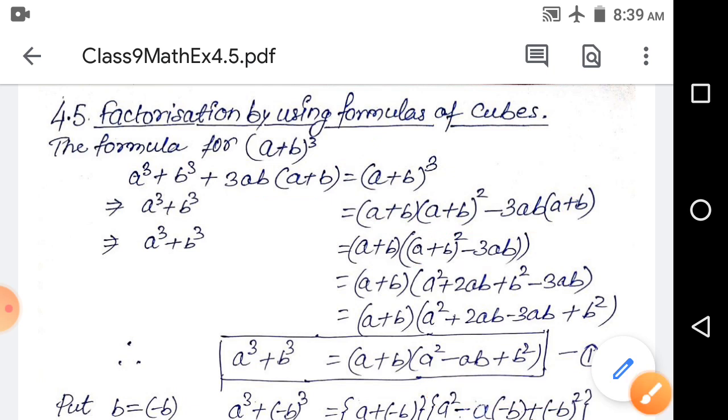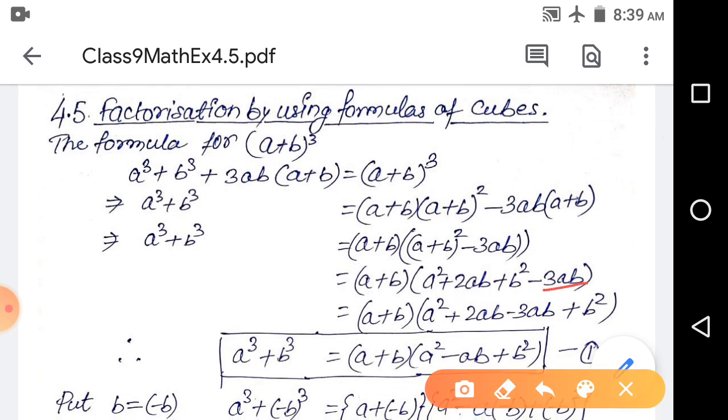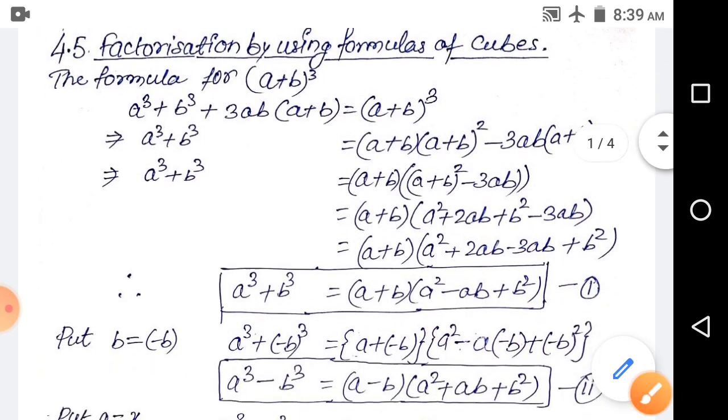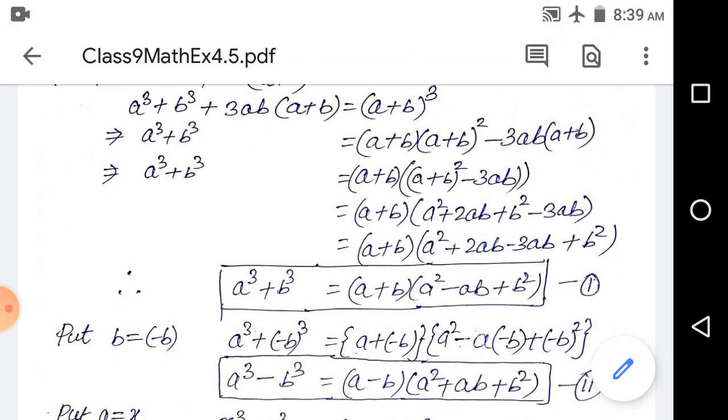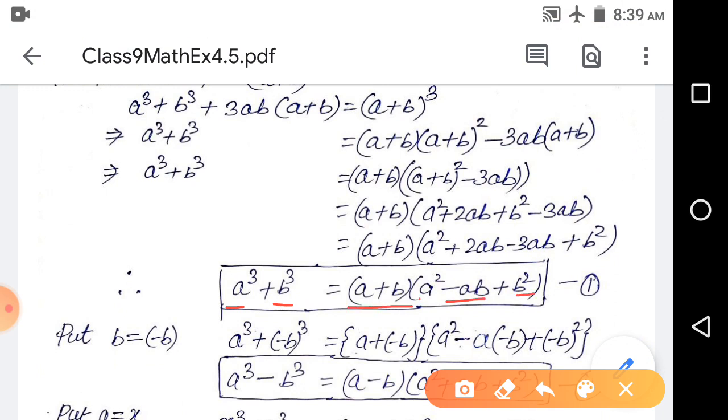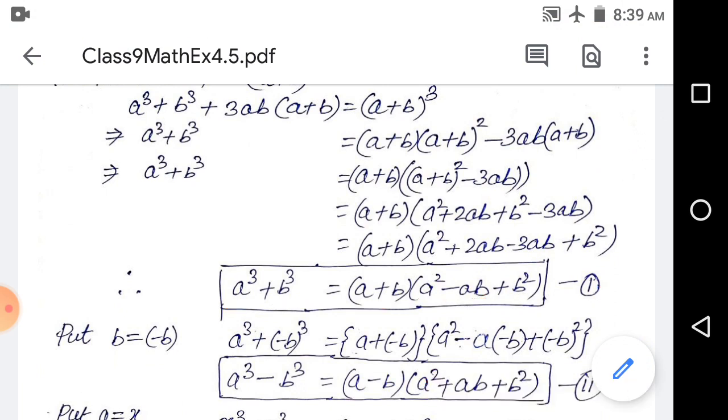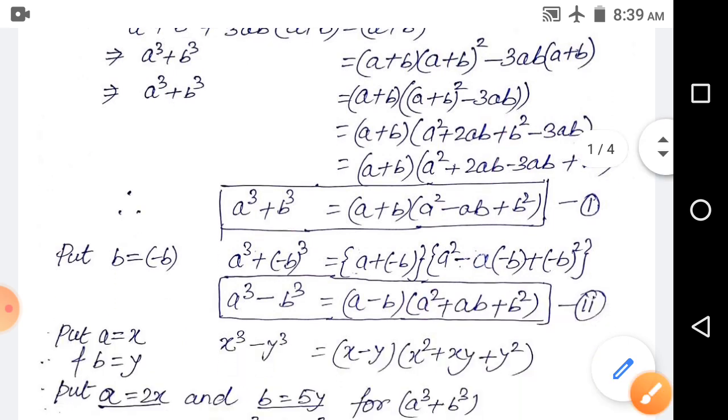We will use the formula (a plus b) whole square as a square plus 2ab plus b square and rewrite it, and here we have minus 3ab. Now this 3ab and this 2ab are written closer to one another, so that those can be subtracted and we will get minus ab. So the formula becomes a cube plus b cube is equal to (a plus b) whole into (a square minus ab plus b square), and this is the first formula, which gives the factorization for the sum of two cubes.